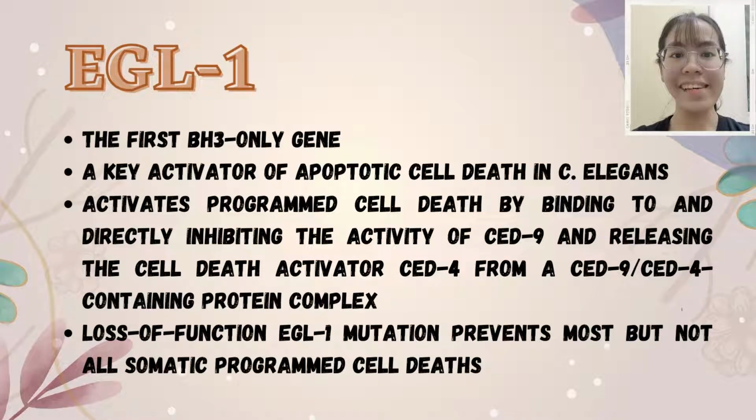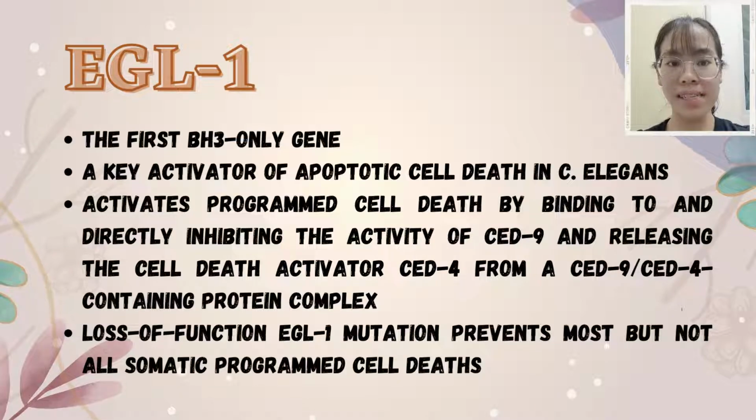Hi everyone, now I will talk about EGL1. EGL1 is the first BH3-only gene. It is a key activator of apoptotic cell death in C. elegans. EGL1 activates programmed cell death by binding to and directly inhibiting the activity of CED9 and releasing the cell death activator CED4 from a CED9-CED4 containing protein complex.